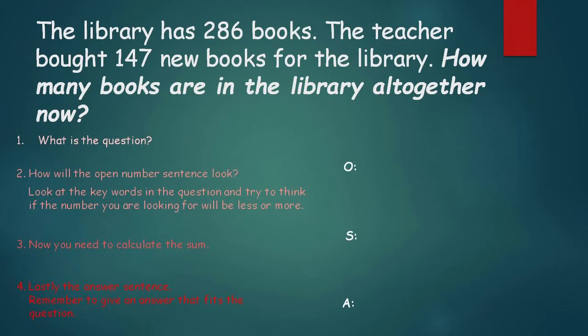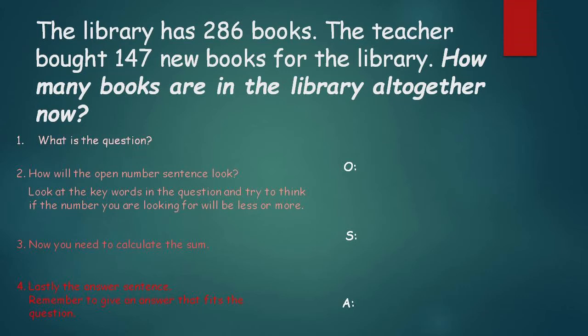Okay, so our first example says, the library has 286 books. The teacher bought 147 new books for the library. How many books are in the library altogether now? So remember, we look for our keywords, what is important, our numbers, and our word that tells us what we must do. Then, remember, the first thing we need to do is O, which is our open number sentence. So this is not a sentence, it's actually a sum, and we always have equals X somewhere because we have a sum, we don't have an answer yet.